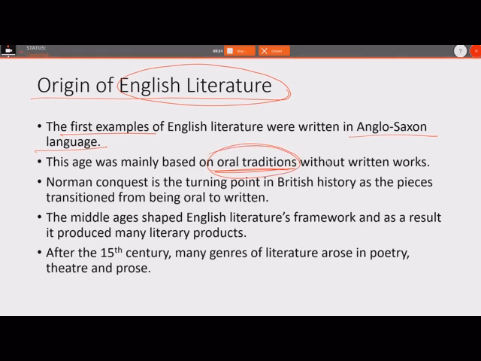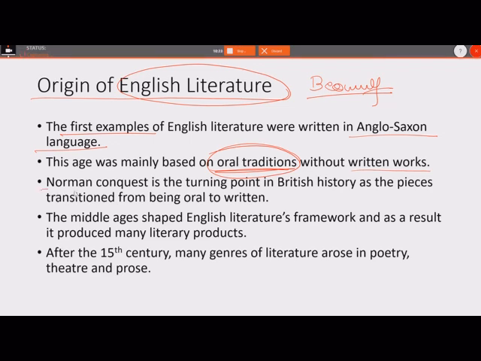This oral tradition resulted in written work, one of those very famous written works which we call an important part of English literature. Sometimes it is also referred to as the first piece of literature in the English language. It is Beowulf, anonymously written by some Anglo-Saxon writer, but surely sung by Anglo-Saxon tribes, which later on became a part of a written work.